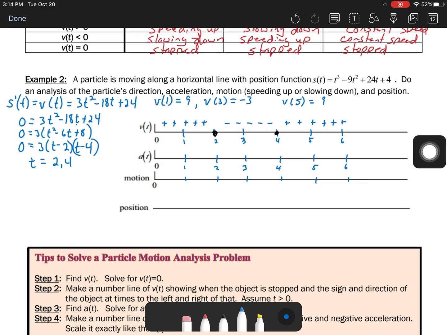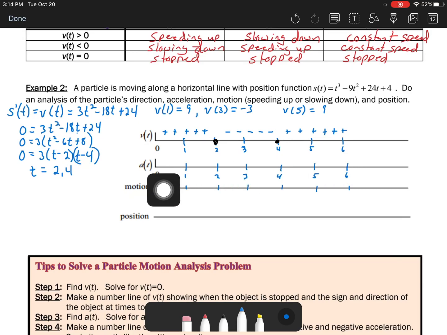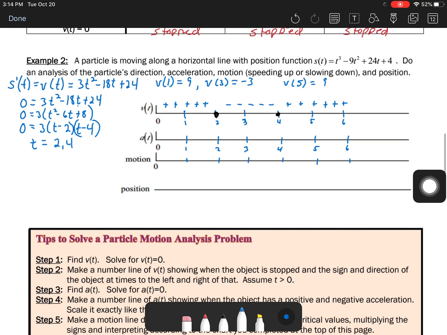Okay, so this is basically what we have, and it's just going to continue moving to the right after that. Now with our acceleration function, I need to take the second derivative of position. I just want to make this connection: the second derivative of position, which is the same as the first derivative of velocity, gives me what I would call the acceleration function. So the derivative of this right here is going to be 6t minus 18.